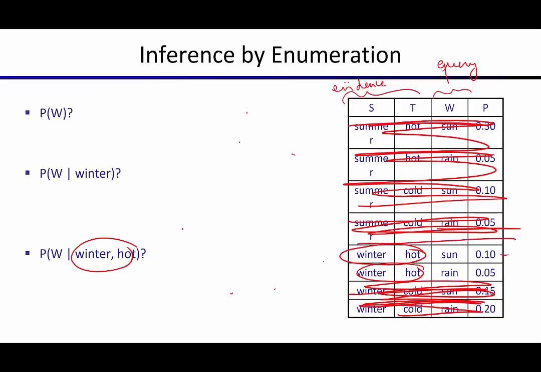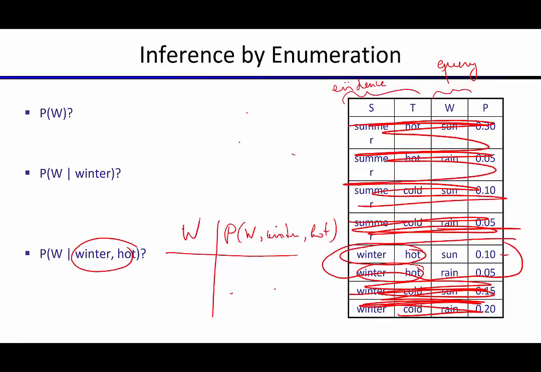So we're left with this part of the table. Then we build up the distribution jointly for W, comma, winter and hot. Here W can take on sun or rain. For sun, there's only one entry, 0.1. For rain, there's only one entry, 0.05. Now, to make this into a conditional distribution, we need to normalize.